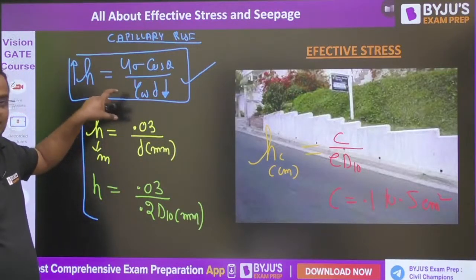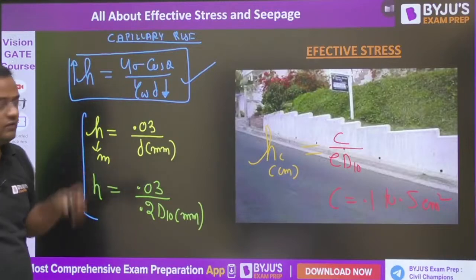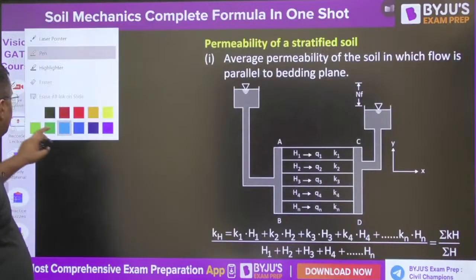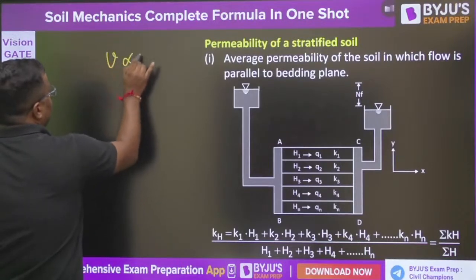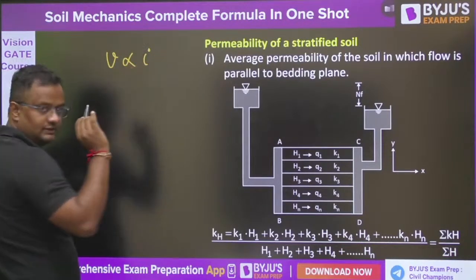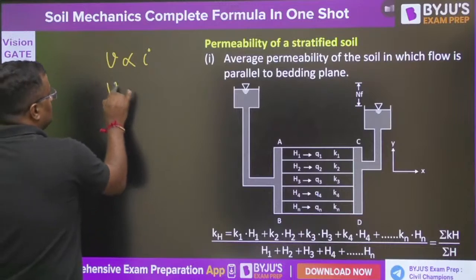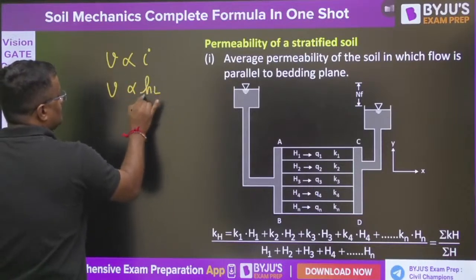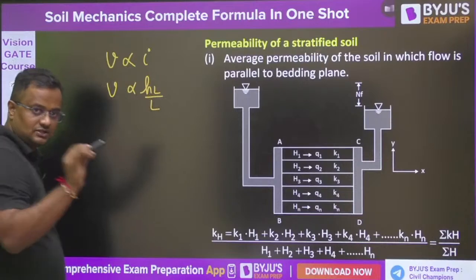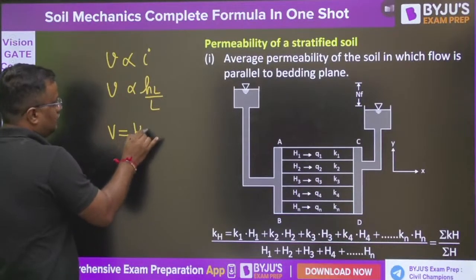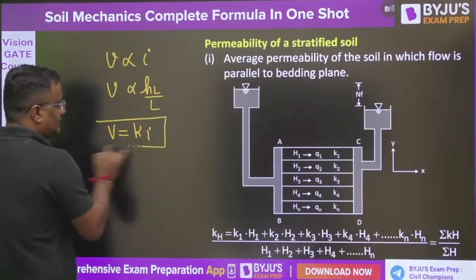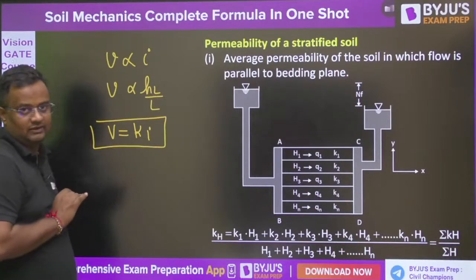Now the permeability of the soil. Of course, Darcy's law says that V is proportional to the hydraulic gradient. Hydraulic gradient is HL by L, head loss per unit length. All the loss occurs in the soil; in water there is no loss. So the proportional sign is removed by K. K is permeability or hydraulic conductivity.